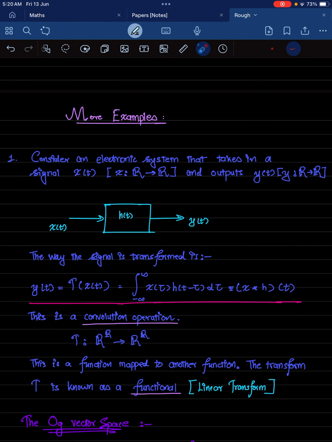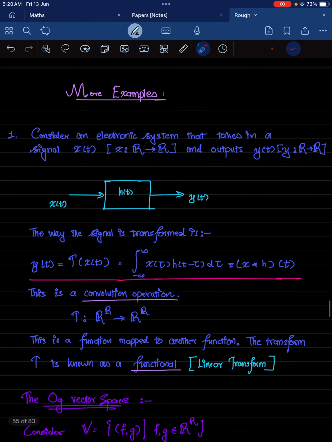Alright, welcome back. So today we'll be considering one more example, and that example will be relevant to electronics engineering actually. Okay, so consider an electronic system that takes in a signal and outputs another signal. And this is actually consistent with how real systems work.